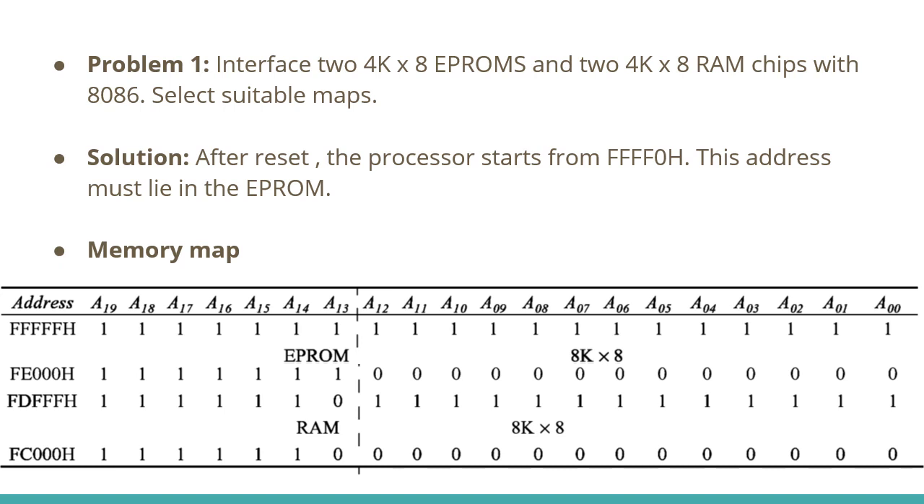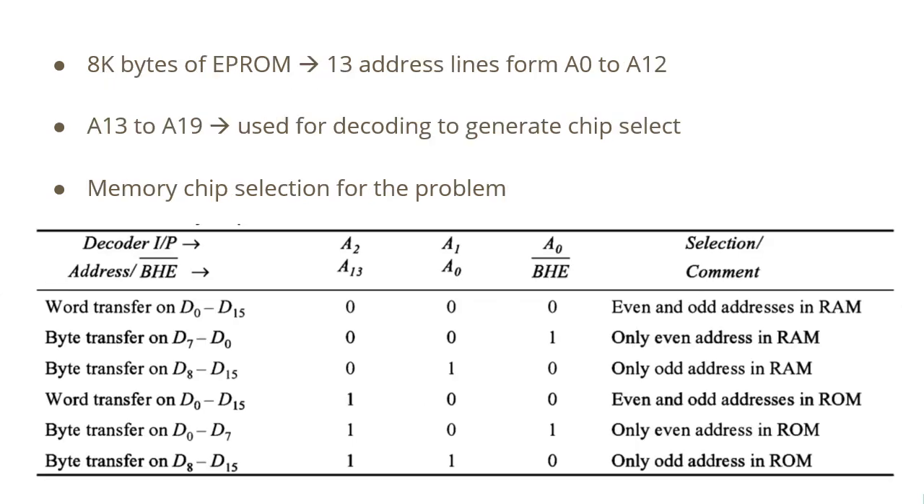From the memory map, we can also see that the value of A13 is always 1 for EPROM and the value of A13 is 0 for RAM. That means the A13 bit is used for distinguishing whether we need to address the EPROM or the RAM. Next, we'll see how the memory chip selection is done for this particular problem.